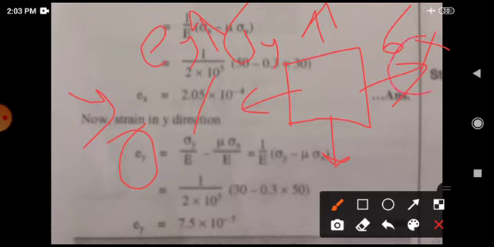But because of this sigma x also, the elongation along y direction is quite less than it should be. That means if sigma x was not there, in that case ey was equal to sigma y upon E. But because of this sigma x, the elongation in the y direction is quite less, therefore strain is also less. So that's why we have to subtract this quantity, the strain reduced, which is equal to mu sigma x upon E.